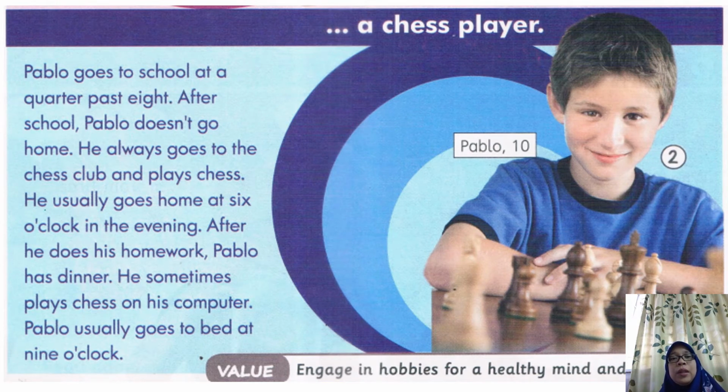He usually goes home at 6 o'clock in the evening. After he does his homework, Pablo has dinner. He sometimes plays chess on his computer. Pablo usually goes to bed at 9 o'clock. Right. Now, let's answer some questions to see if you understand the text.